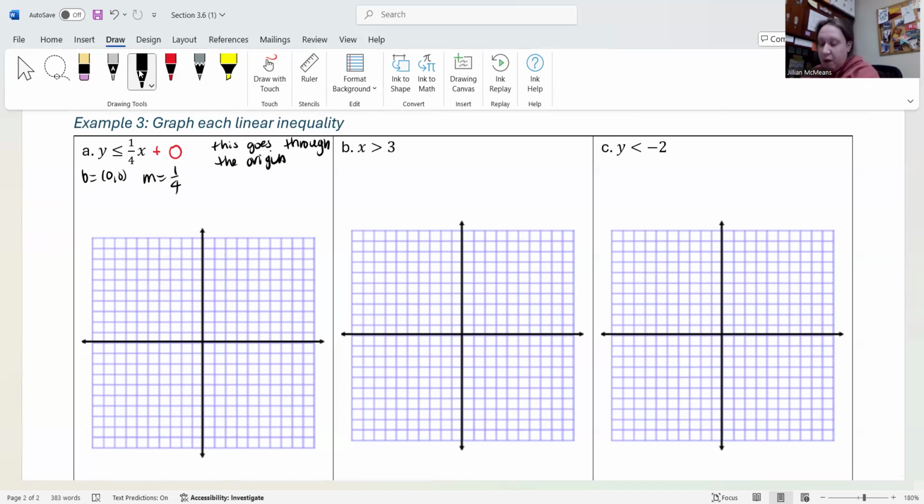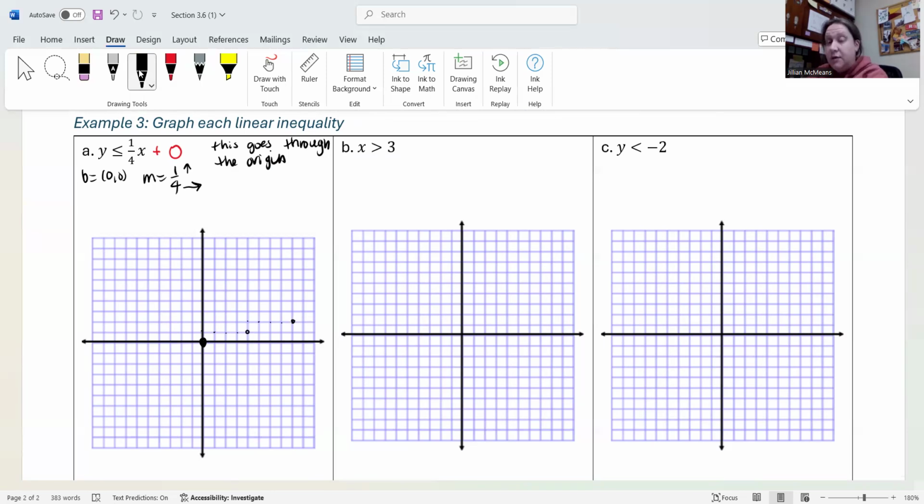Okay. So I'm going to plot the y-intercept, which is 0. And then I'm going to apply my slope. So initially I have +1, which tells me to go up 1. And then I have +4, which tells me to go to the right 4. So I go up 1, to the right 1, 2, 3, 4. I could do that again, up 1, and then to the right 1, 2, 3, 4.